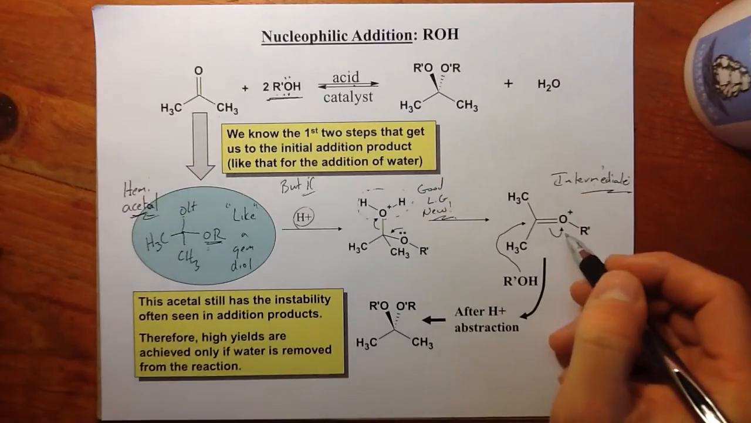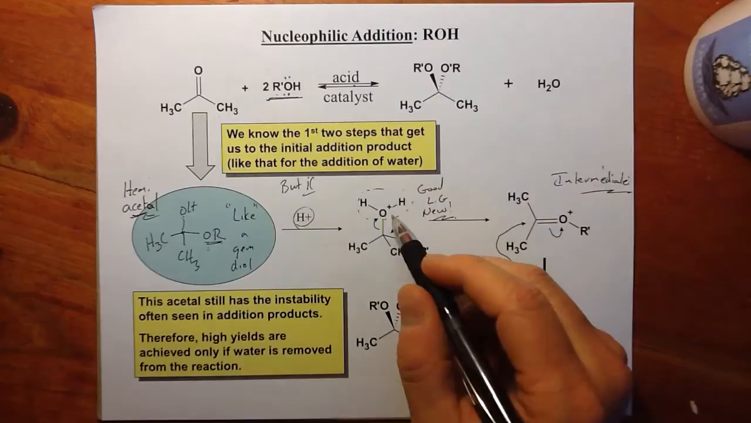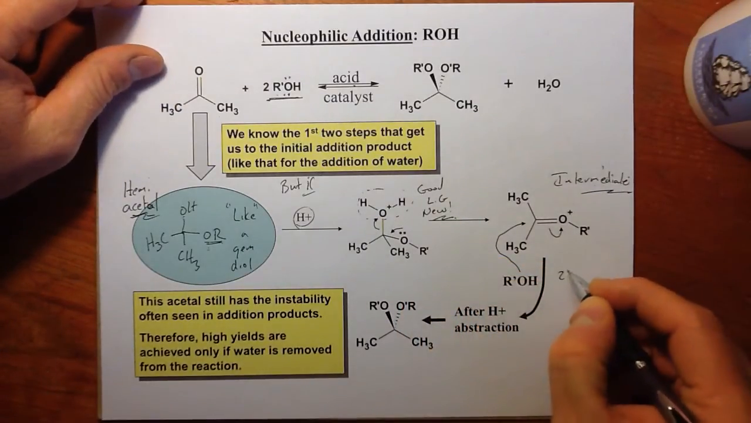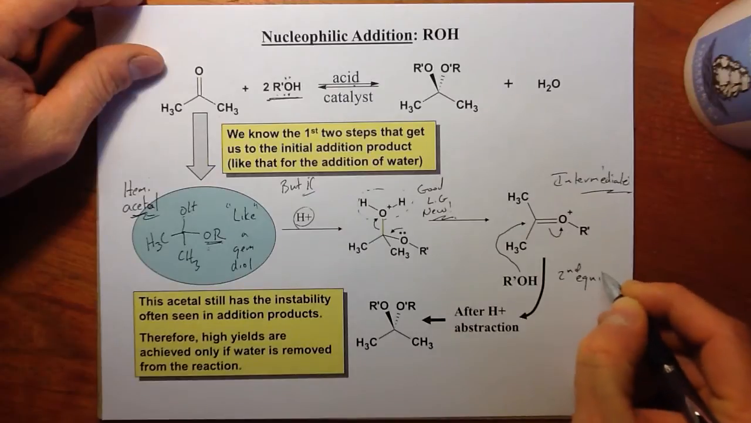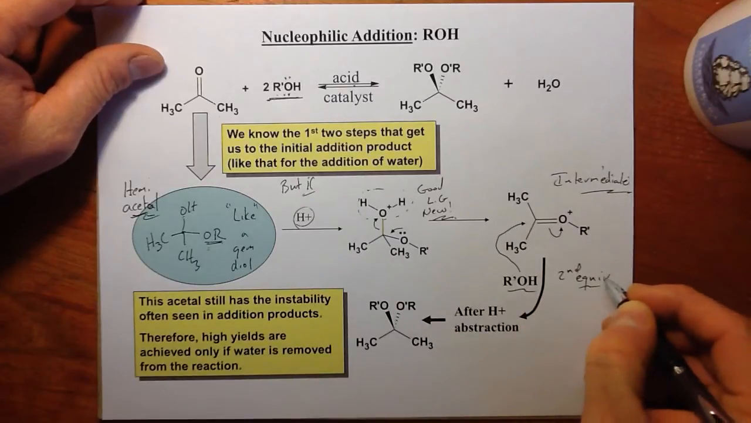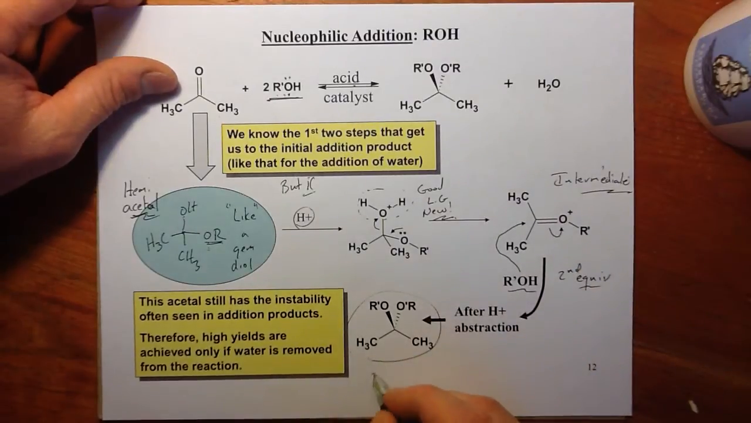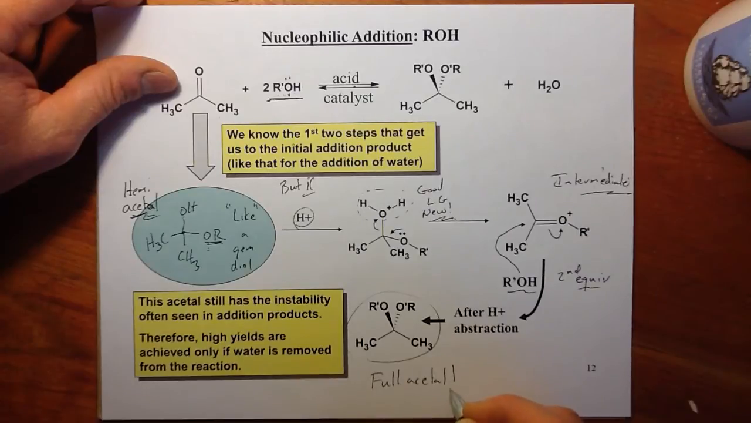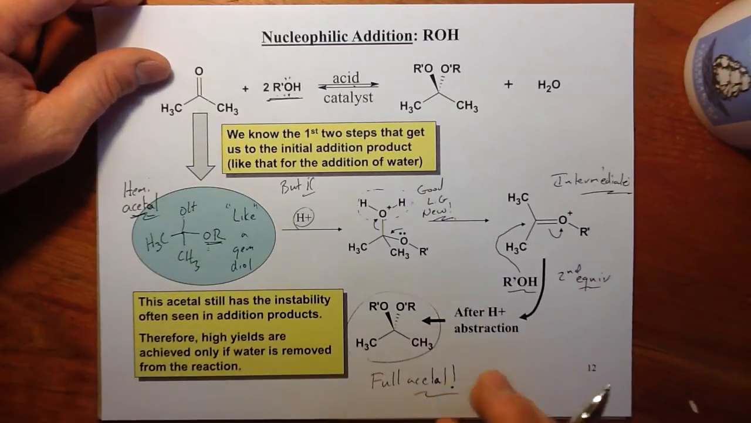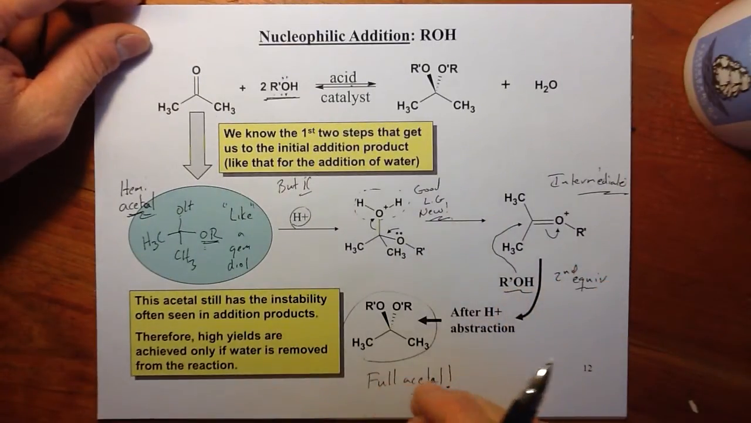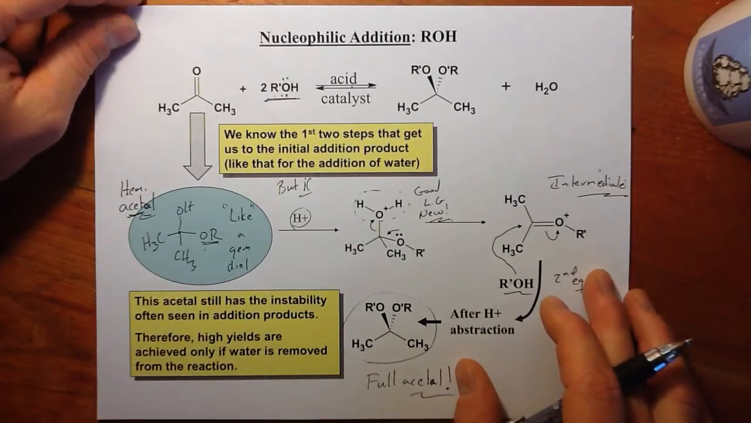This oxygen has helped push off the water as a good leaving group. And we can get a second equivalent of the ROH to come in and attack, lose a proton, and we get the full acetal. You like that? Well, let's go ahead and look at that in slow motion. We'll draw out the full mechanism for this, what we call the acetal formation reaction.